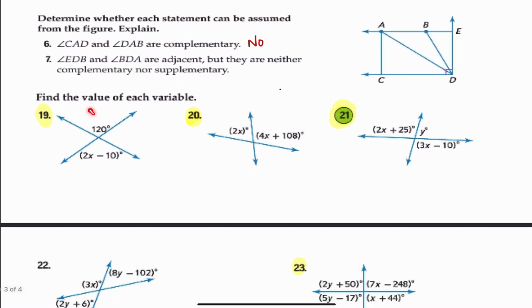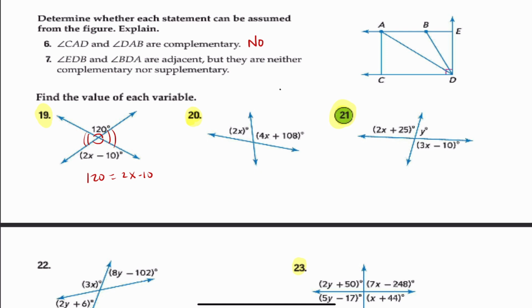Okay? Find the value of each variable. I have a beautiful looking X here. So number 19. What do I do with these two angles? What do I do with these two expressions? Well, with vertical angles, I just have to set them equal to each other, right? Because this angle here and this angle here are congruent, and this angle here and this angle here are congruent. So set them equal to each other, solve for x.